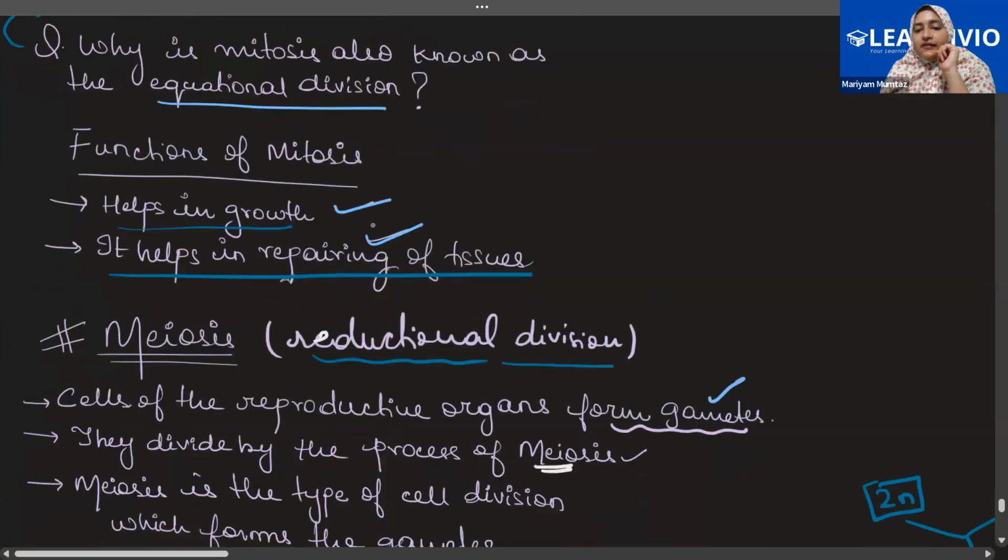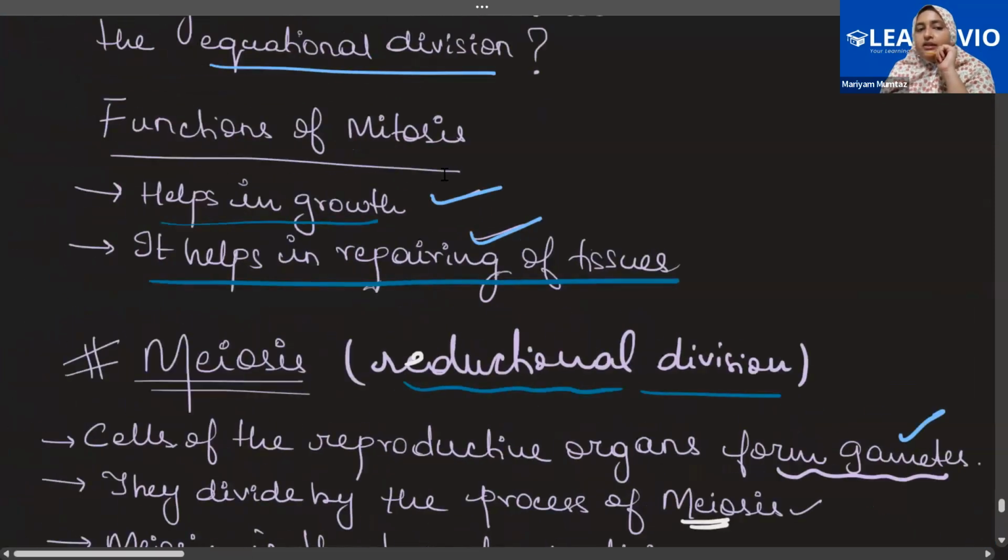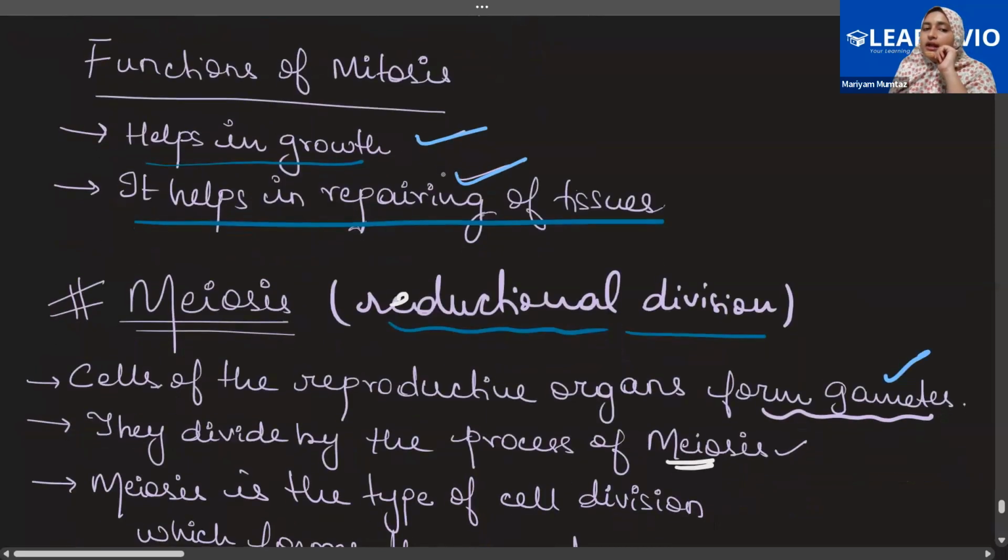Now, talking about the functions. Why does mitosis happen, or why do we need it? It helps in growth and it helps in repairing of tissues. Two things, the most important.